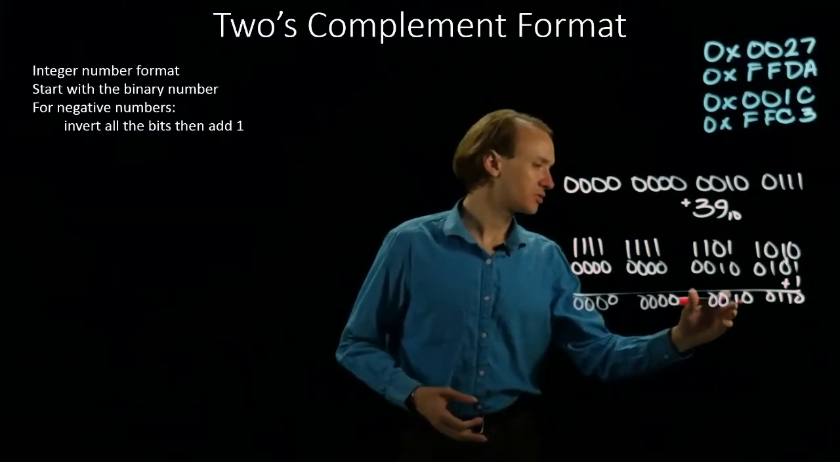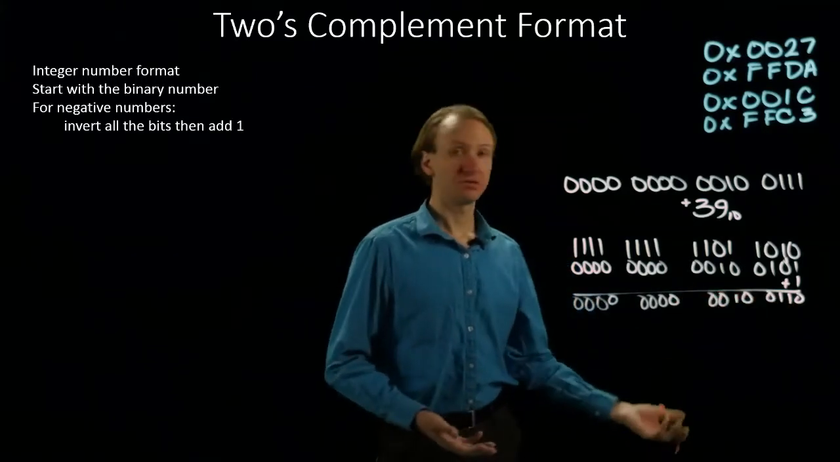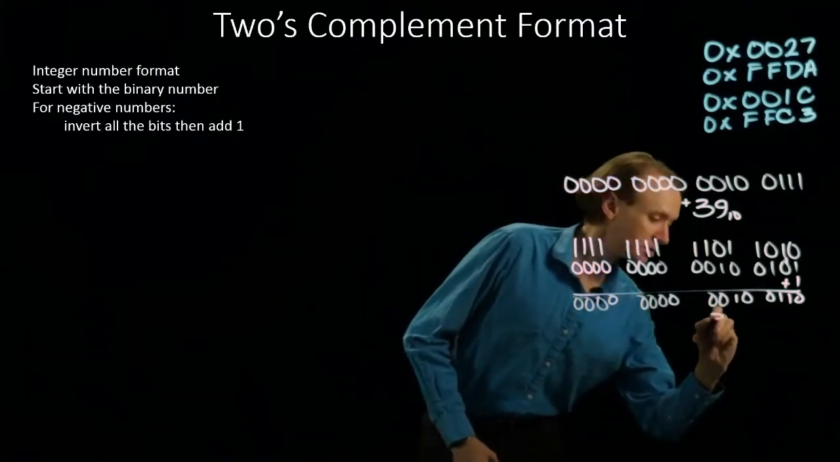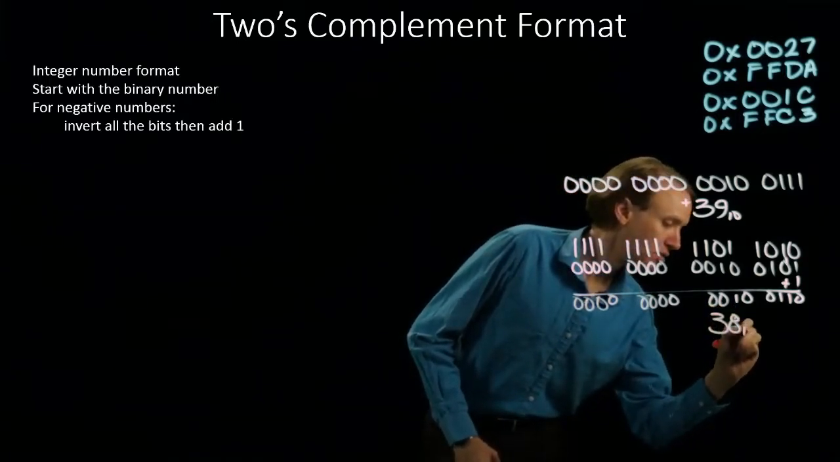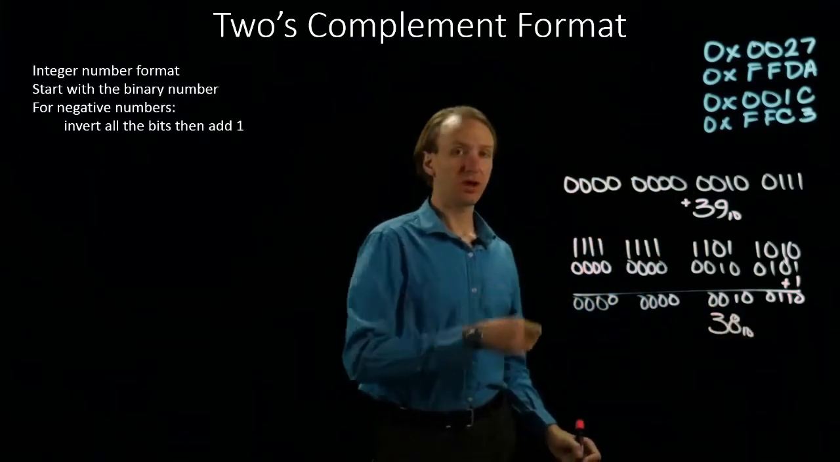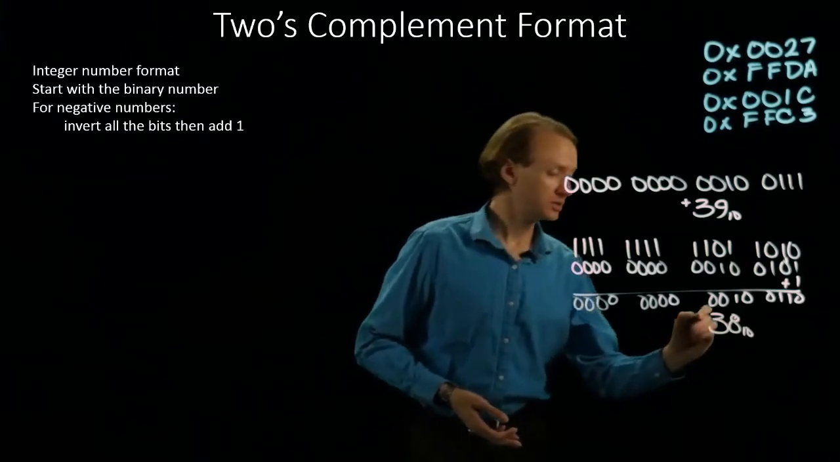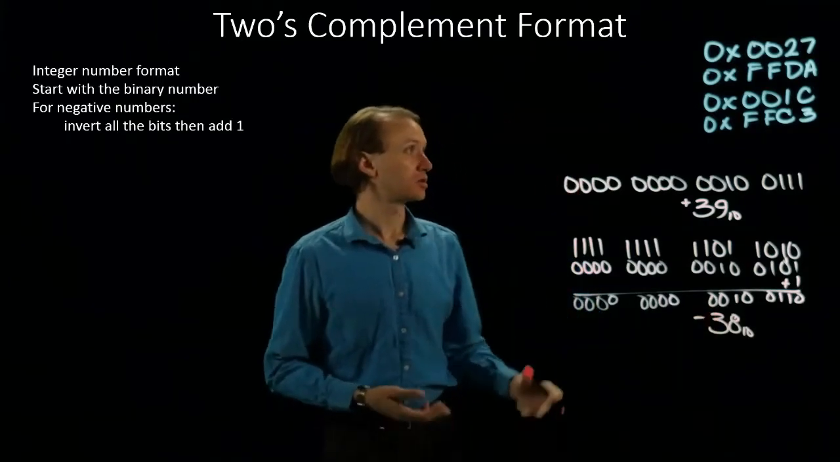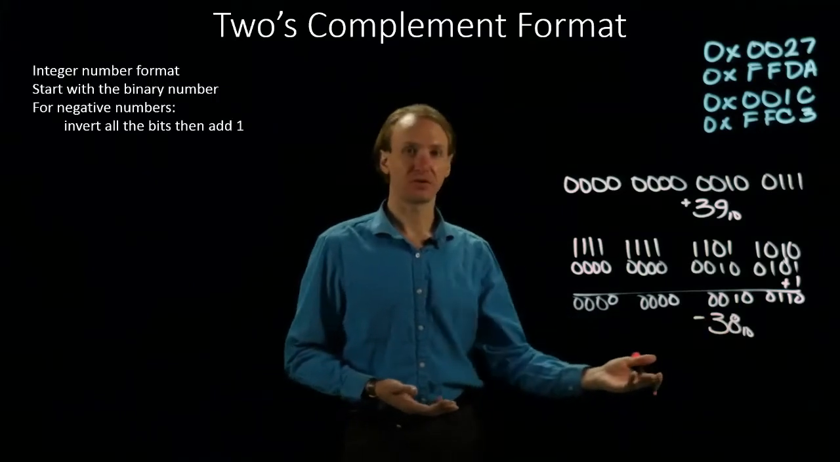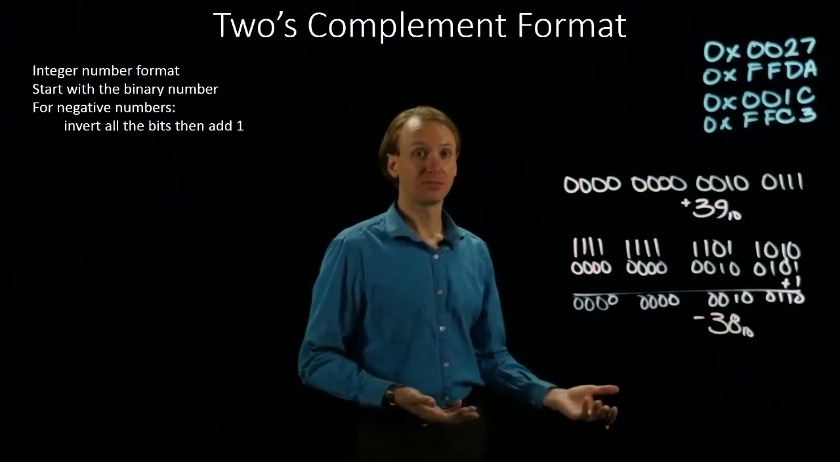Now I've got 32 plus 6. That gives me 38. But since I had to apply the 2's complement operation, this is a negative number. So FFDA corresponds to negative 38 in decimal.